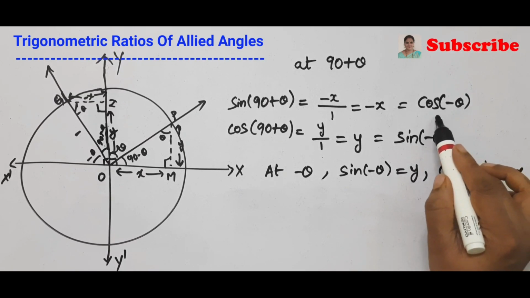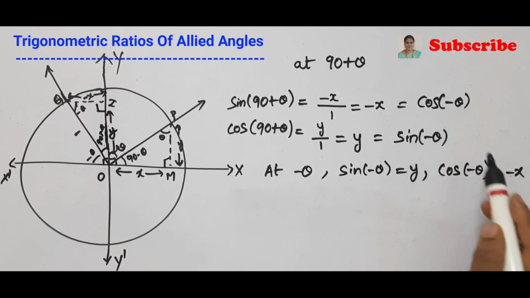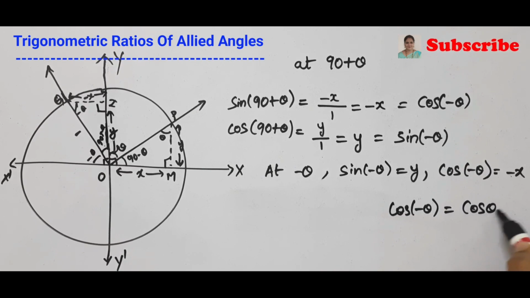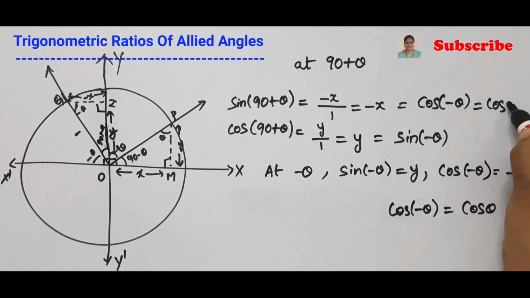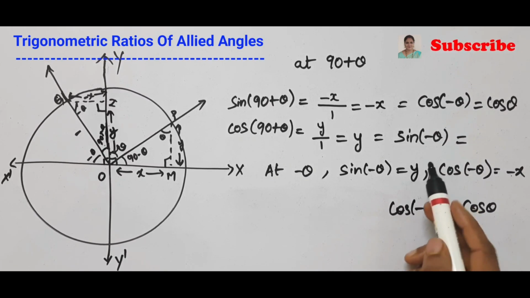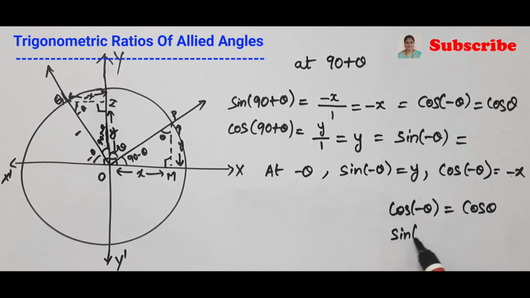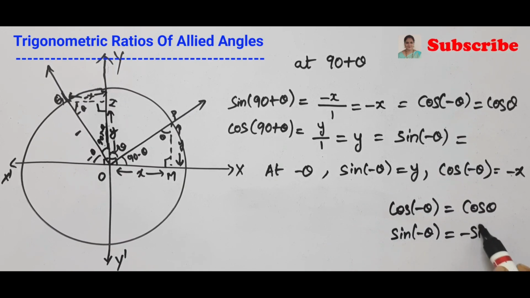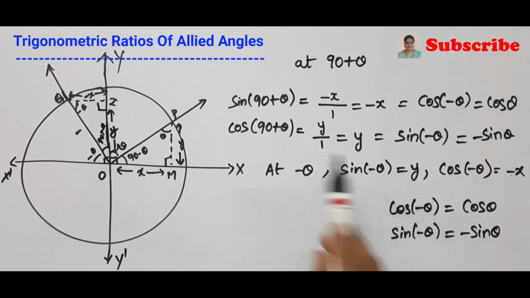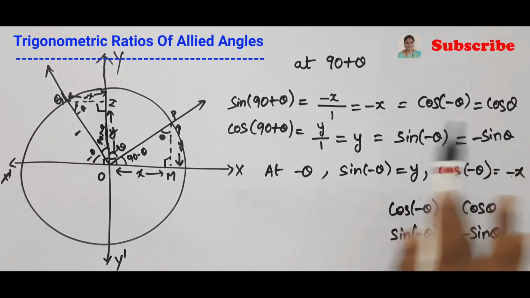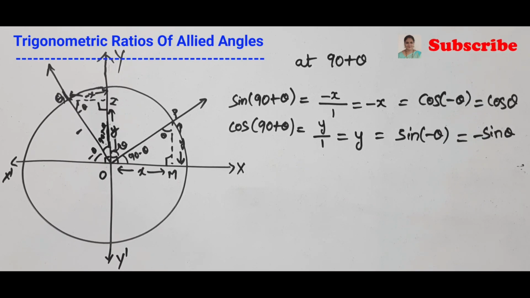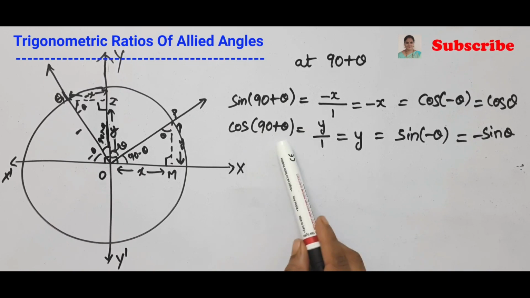Cos of -θ, we just now calculated, is nothing but cos θ. So this is equal to cos θ. Sin of -θ, we have already calculated, is -sin θ. So at sin(90 + θ), we got cos θ. Cos(90 + θ), we got -sin θ.